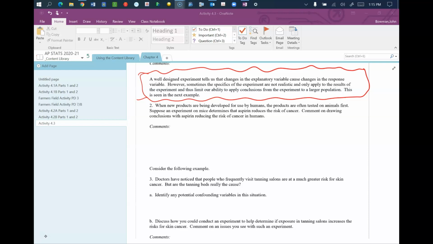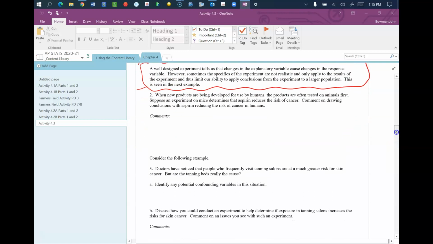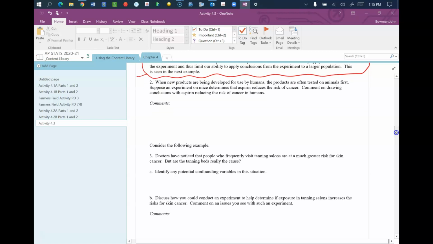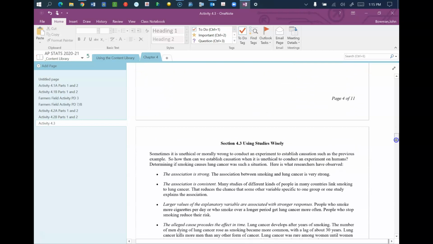Right now, I would like you to read this highlighted paragraph here, read questions 2 and 3, and provide answers for those. So go ahead and pause the video and do that, and then we will come back in a moment to discuss some conclusions here.